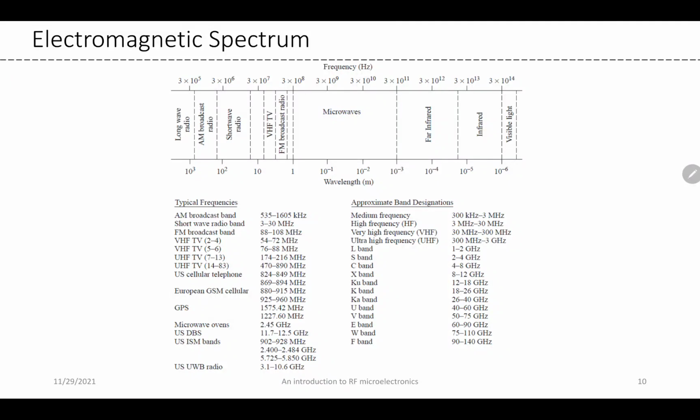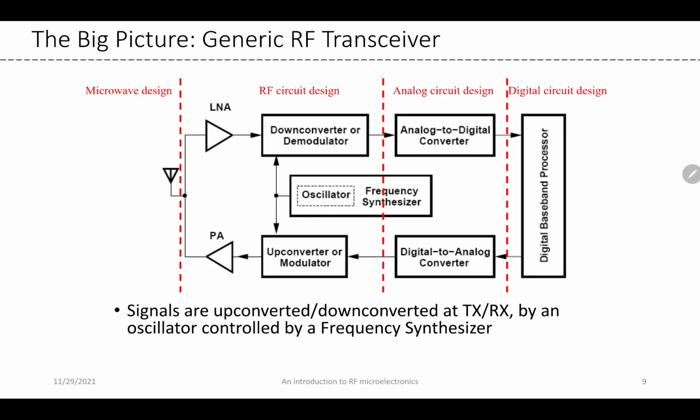Continuing our discussion on the RF microelectronics basics, or the overview. In the last video, we talked about the big picture. We talked about the different components of a transceiver and how these components differ from each other in terms of the requirements. We saw that the microwave designers mainly focused on passive devices.